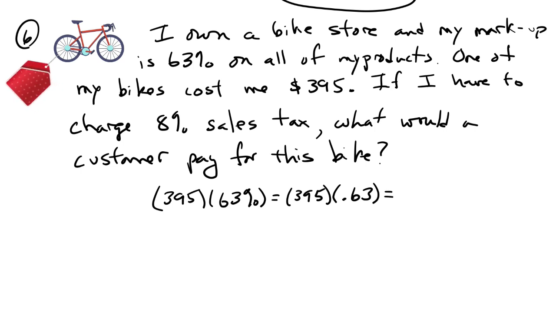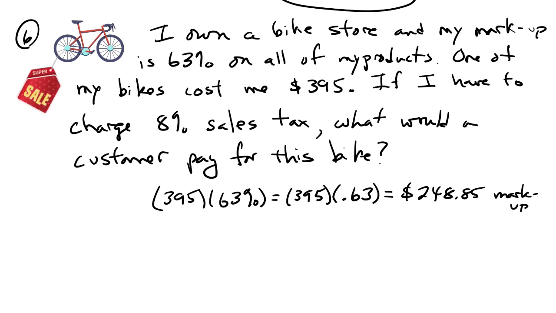When I do that calculation, I get $248.85. This is the markup. Again, write down next to it what it is you just found, and it will be easy for you to come back and pull up these numbers. Now that I know that's the markup, that's got to be added back to what I paid for the bike. This is my profit.